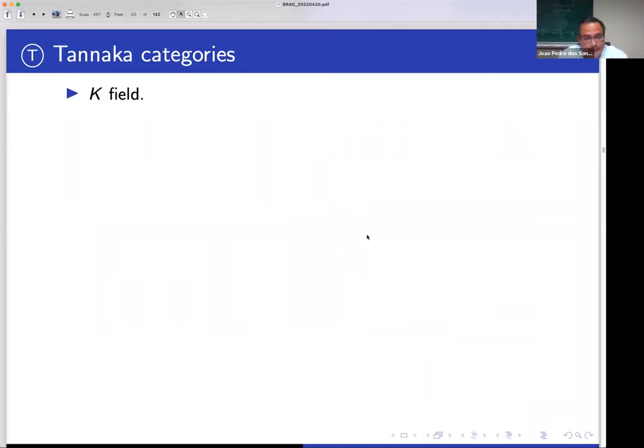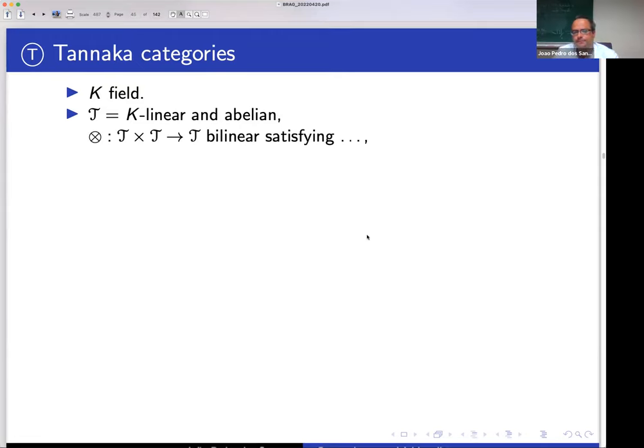abstract setting. I give myself a field, and a k-linear abelian category, which is denoted by T. And I give myself a tensor product on the category. This is what's called a symmetric monoidal structure. So it's bilinear and satisfies a bunch of axioms, saying that it's commutative and associative and so on and so forth. I won't bother you with all the details, but it has a tensor product.